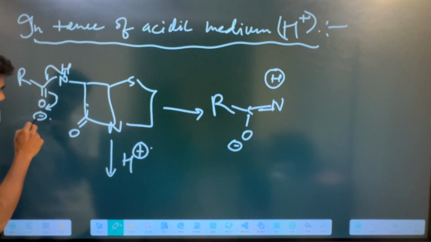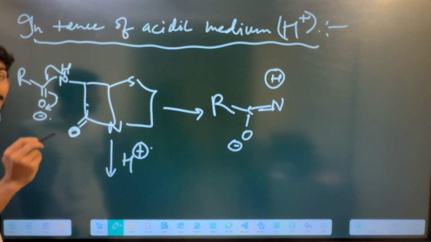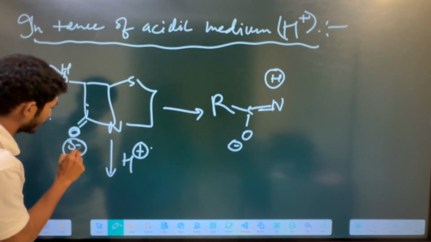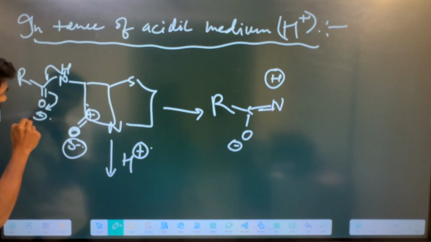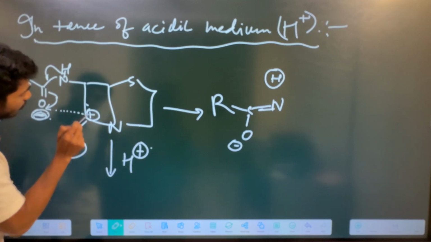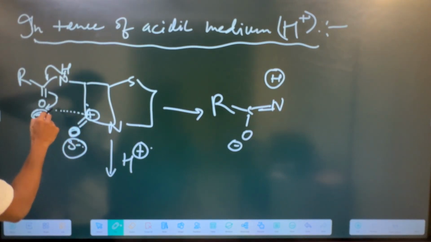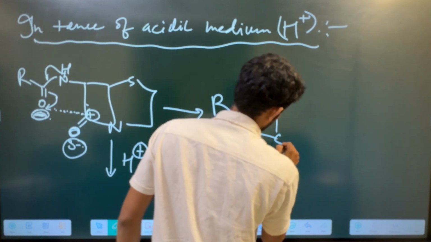Now again see, this oxygen is also negatively charged. Why? Because it is highly electronegative. So partial negative charge is present here, and this carbon is partially positively charged. So what will happen? This negative ion from this oxygen will go and bind with the positively charged carbon and form a bond here.